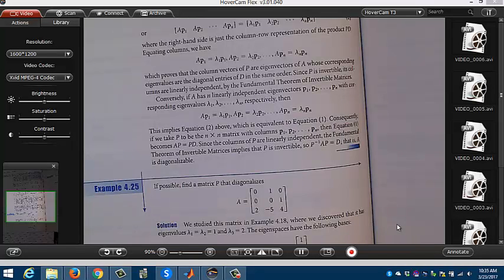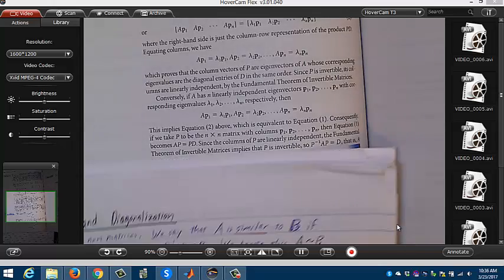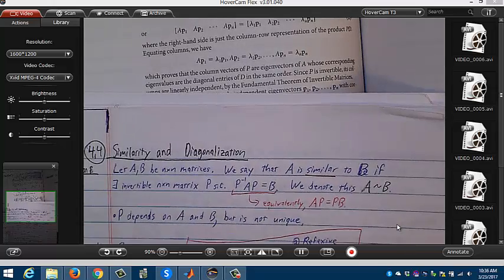Notes for section 4.4 on similarity and diagonalization. So we say that A is similar to B. Here's my definition. I'll just display it again. The guys that took the quiz definitely knew this already.